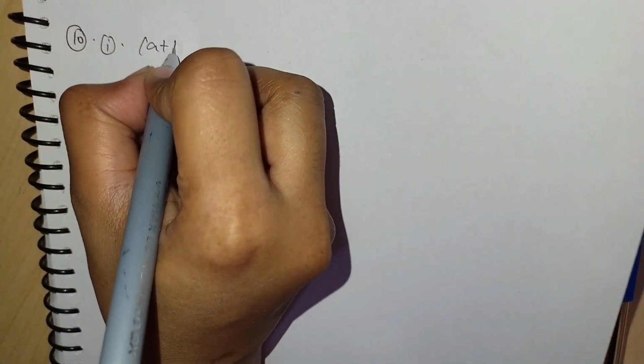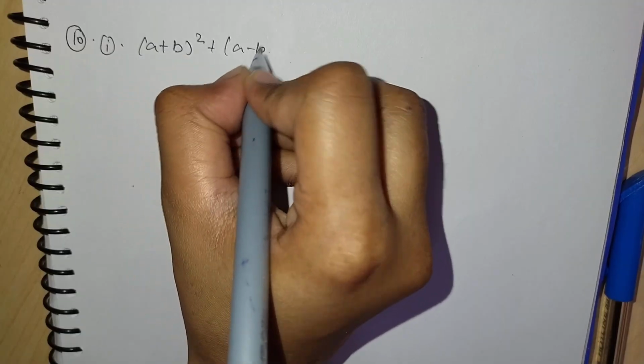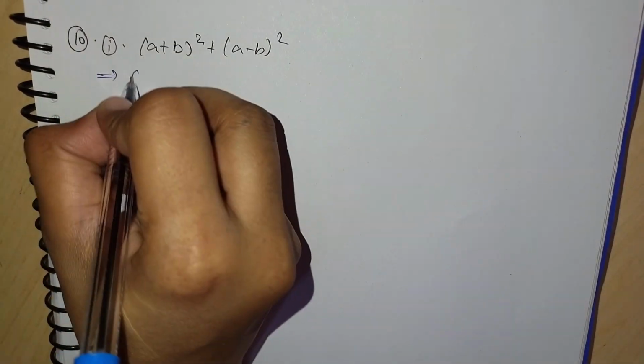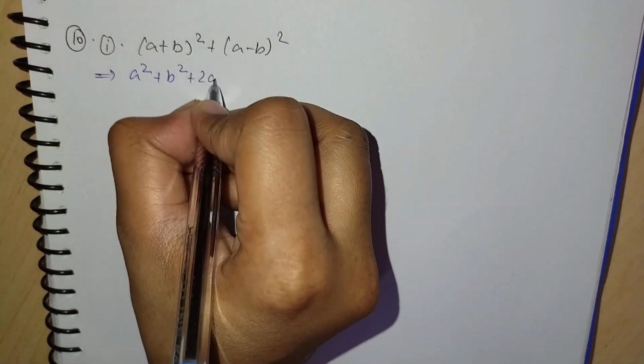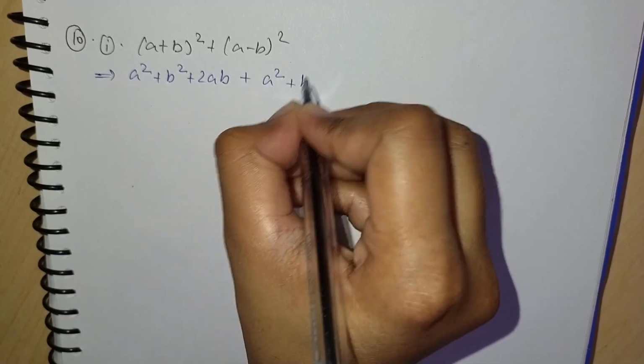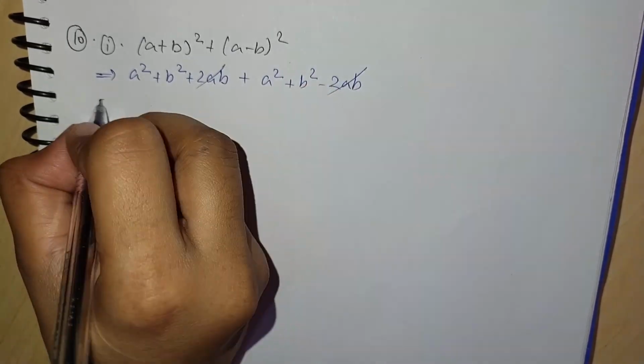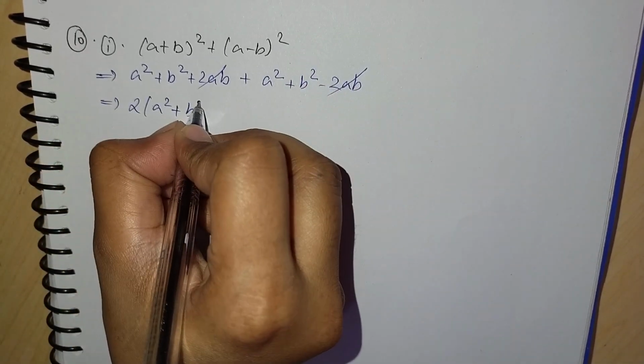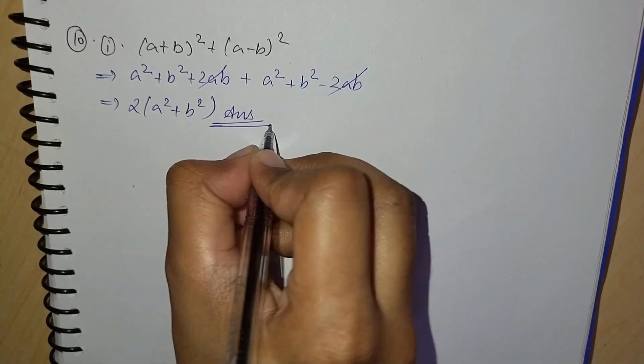Now let us solve the 10th question. First part, which says that (a + b)² + (a - b)² equal to a² + b² + 2ab, here a² + b² - 2ab. So cancel out this, we will get 2(a² + b²). So this is the answer here in this question.